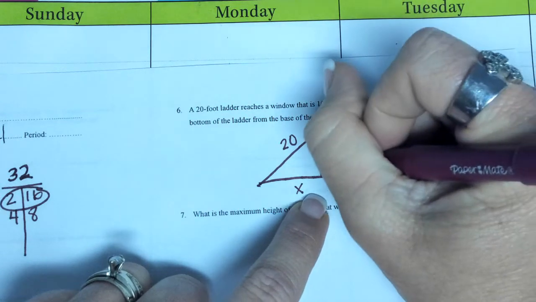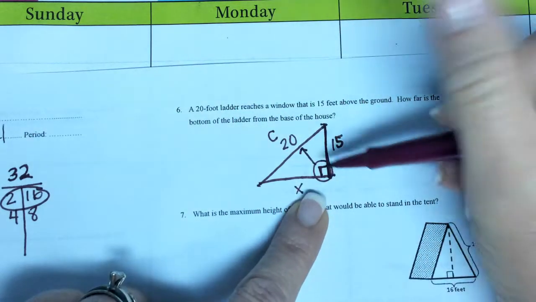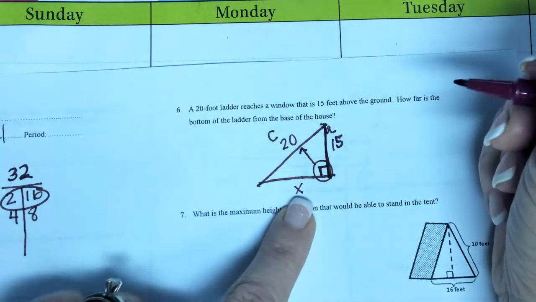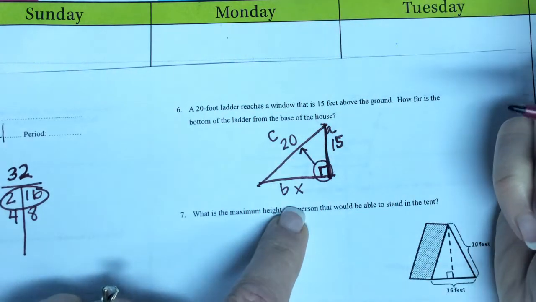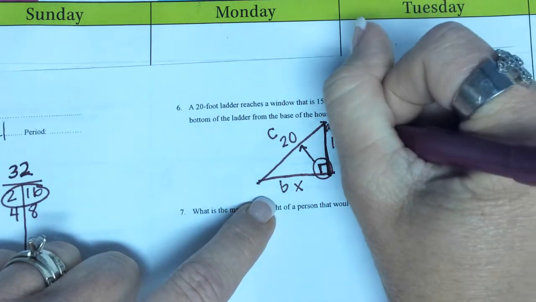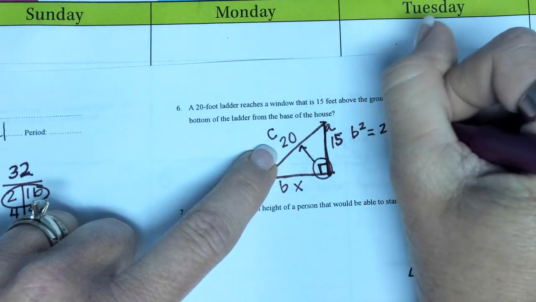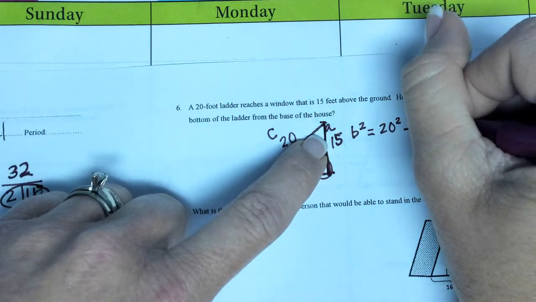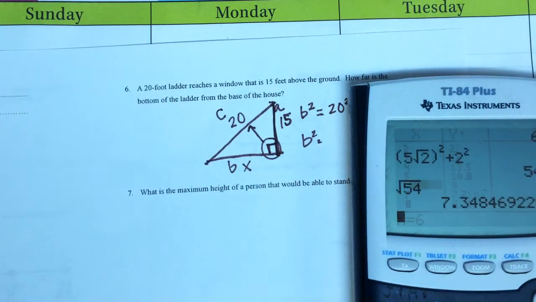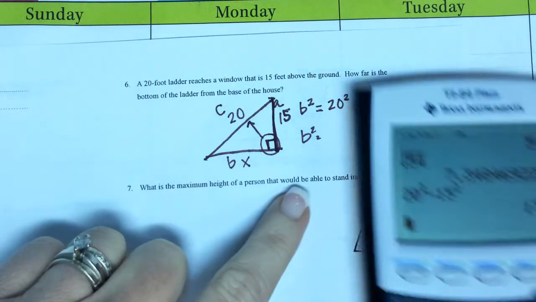So before I set up my equation, I first have to look to see what values I have and what I don't have. So I know that this 20 is my C because it is the opposite of the right angle. And then I'm just going to say that A is the 15 and B is my X value that's missing. So I am missing a leg. So therefore I would set it up as B squared equals the C squared, which is 20 squared, minus my A squared, which is 15 squared. So that means B squared equals, so I'm going to do 20 squared minus 15 squared. So that's 175.